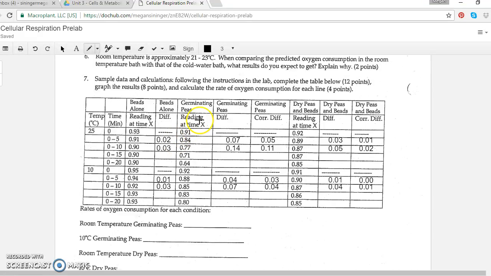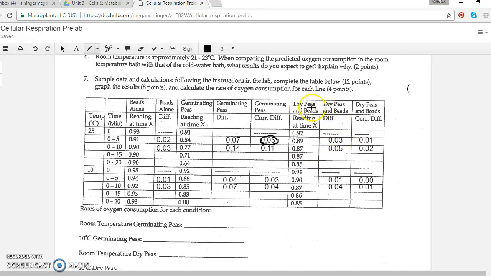So if I do the calculations for the germinating peas from 0 to 5, you have 0.91 minus 0.84, which gets you 0.07. Okay, now here's where it matters. 0.07 minus the 0.02 from the beads alone gets you 0.05. Okay, and then this number right here, this is called your corrected difference. And this is the number that you're going to graph.